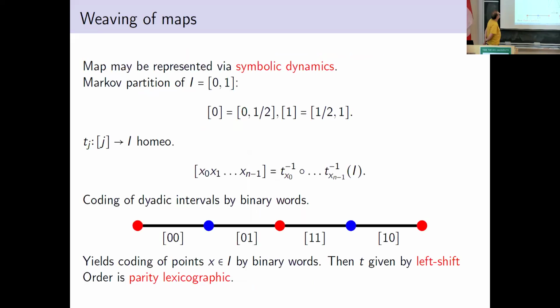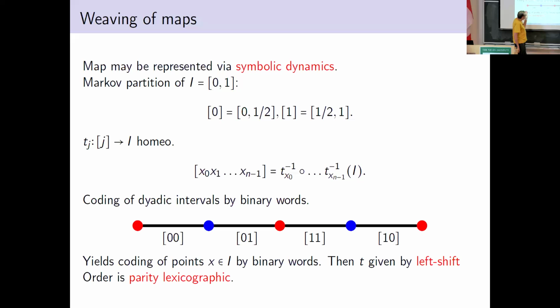Let's code the left interval by 0 and the right interval by 1. Restricted to each of these intervals, my tent map is just a homeomorphism, so now I basically get symbolic dynamics. I have my interval and I pull it back a couple of times. So I have a binary coding of a dyadic interval of the nth level. Here, just to illustrate, are the dyadic intervals of level 2.